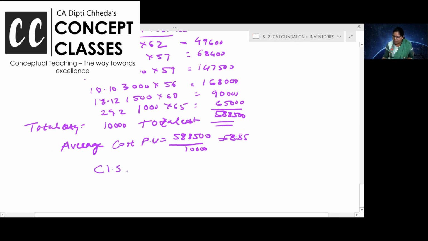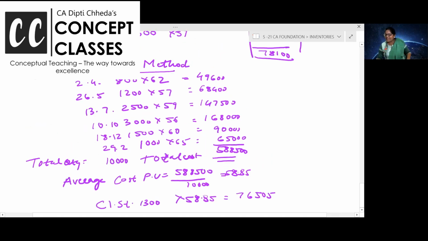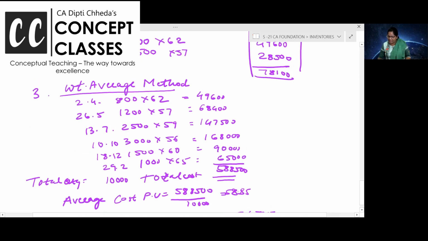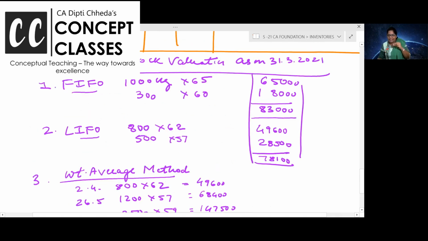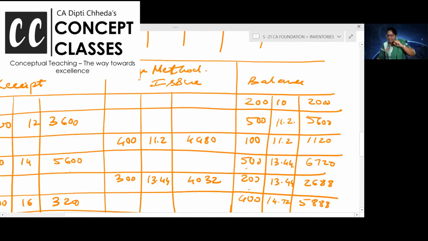Now, whatever is the closing stock, say 1300 units, that also you value it at the same price, 58.85. So we get how much? 76,505. Now look, with every method it differs. What is your value with the first in first out? Whatever is the latest, that we have. See, we are doing hand picking.